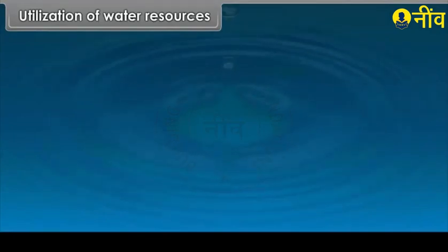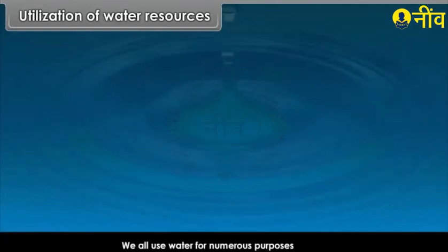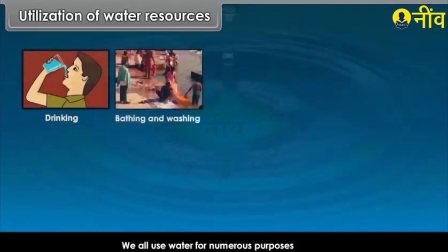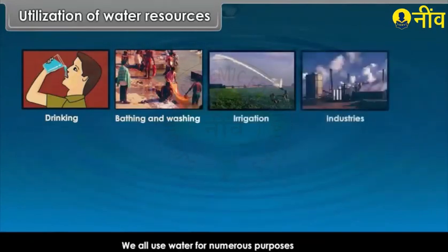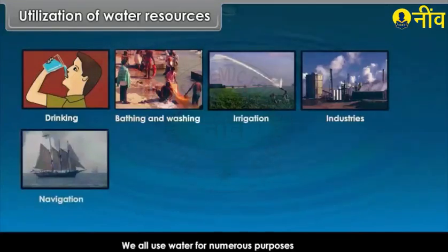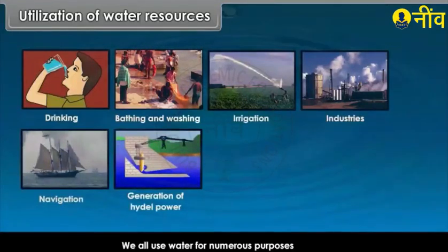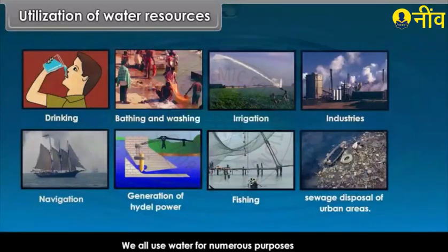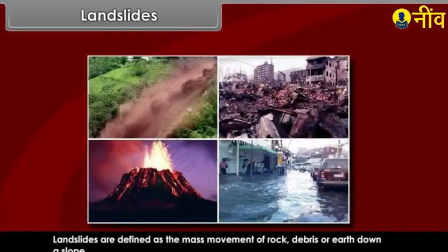Utilization of water resources. We all use water for numerous purposes. We can list out certain uses of water: drinking, bathing and washing, irrigation, industries, navigation, generation of hydel power, fishing, and numerous other purposes like sewage disposal for urban areas, etc. Landslides. Landslides are defined as the mass movement of rock, debris, or earth down a slope.